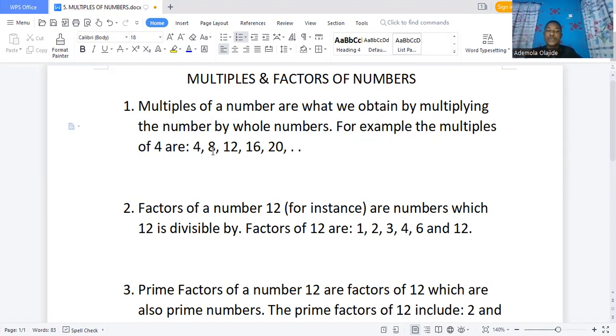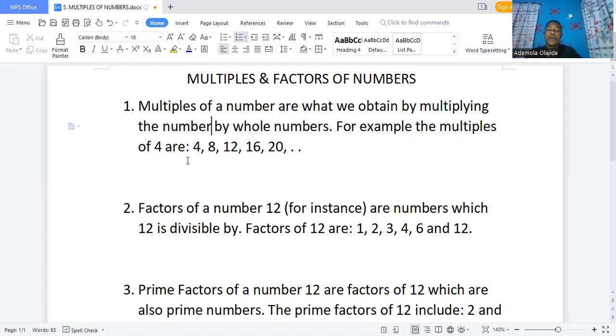You say 4 times 2, you get 8. 4 times 3, we get 12. 4 times 4, 16. 4 times 5, 20. These are multiples of 4. We can see that the least of them is 4 itself.